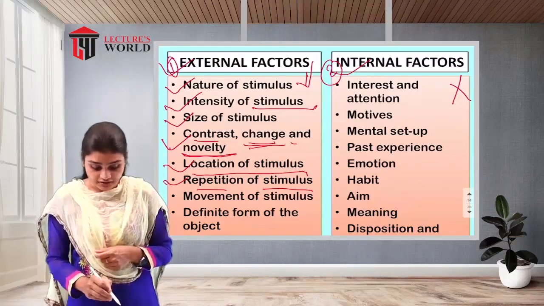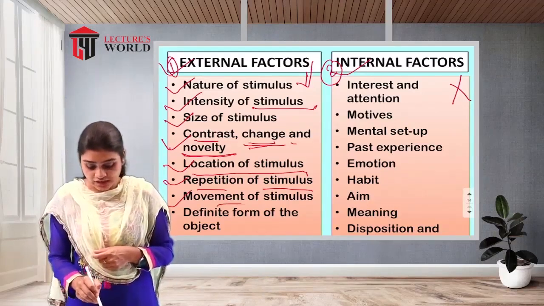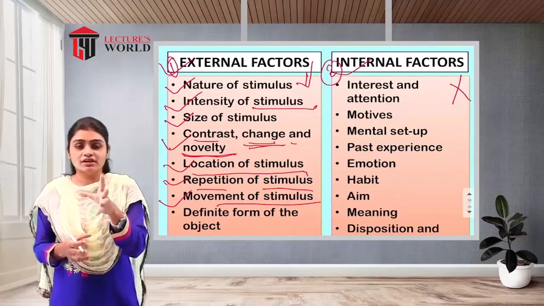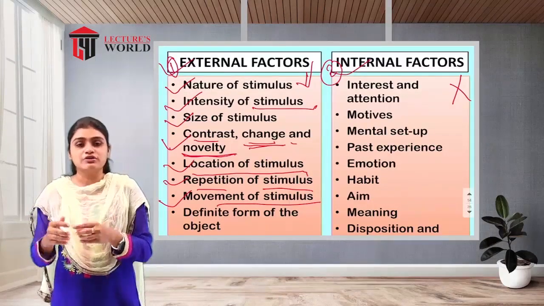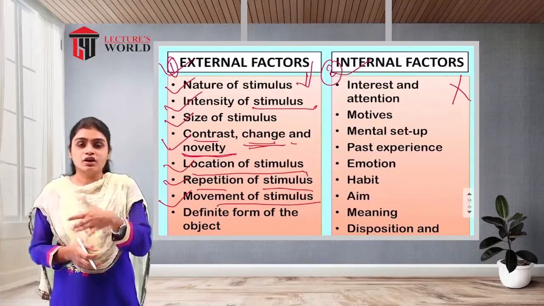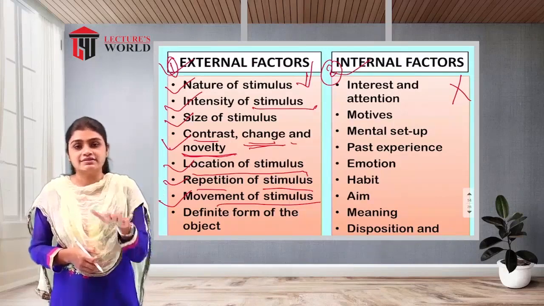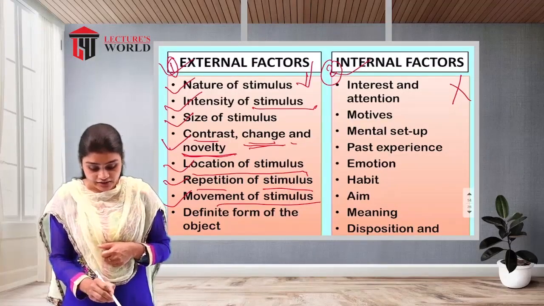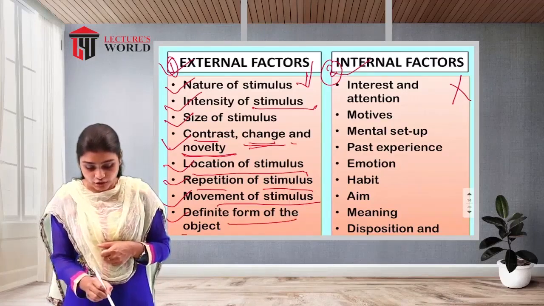The next external factor is the movement of stimulus. Movement in the sense of when the stimuli are moving, when there is motion in that particular stimuli, our attention will quickly go over there in comparison with steady stimuli. So that is it, and after that, definite form of the object.